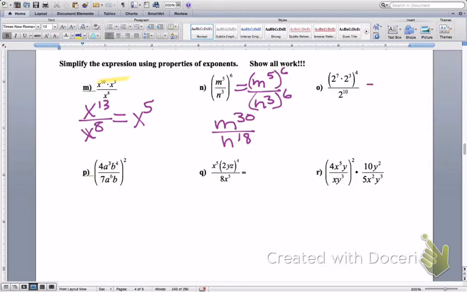All right, O, we're going to go ahead and start with the power rule. And then we're going to use the quotient rule. And then we can use the product rule. Actually, we should do the product rule first. Let's start off with the inside. They have the same base. That means we can add those exponents. So 7 plus 3 is 10.